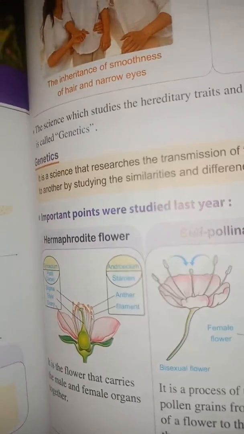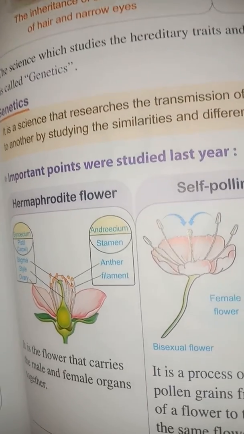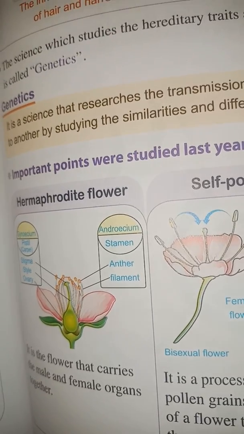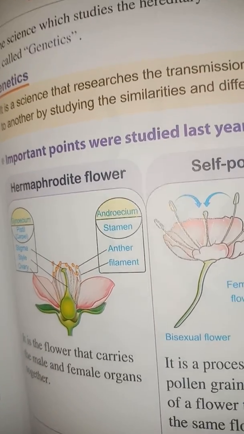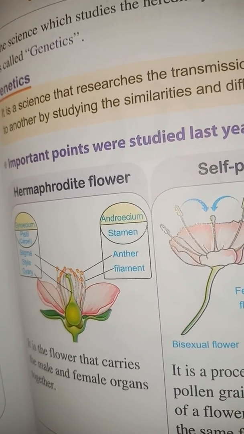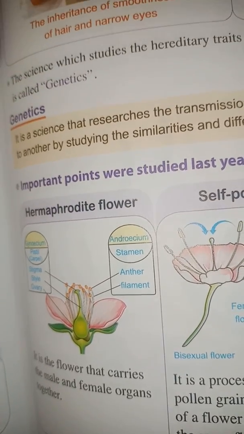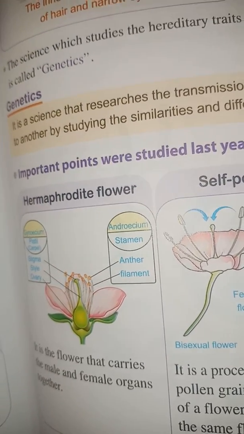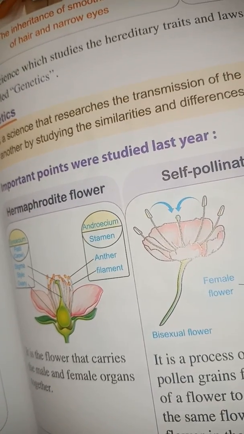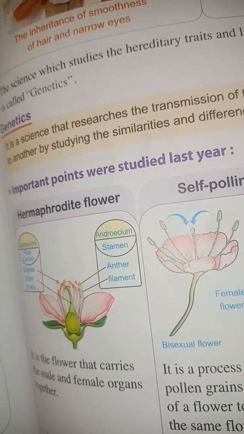In last year we studied most important points such as the hermaphrodite flower، اللي هي الزهرة اللي بتكون ثنائية الجنس، أو bisexual flower that has androecium and gynoecium. Androecium is the male reproductive organ، عضو التكاثر المذكر، but gynoecium is the female reproductive organ. The flower that carries male and female reproductive organs is called a hermaphrodite flower or bisexual flower.